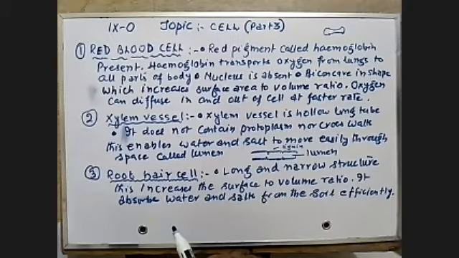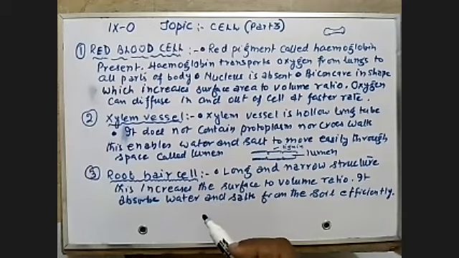The third cell is known as root hair cell. It's a hair-like structure present in the root, so it is called root hair cell. Root hair cells are very long, narrow, and thin structures. And as I told you, a long, narrow, and thin structure increases the surface area to volume ratio. And when the surface area to volume ratio increases, what happens? It absorbs water and salt from the soil efficiently. So absorption of water and salt from the soil takes place rapidly, and then the root hair cell sends it to the xylem vessel, and the xylem vessel transports it to the leaves of the plant.